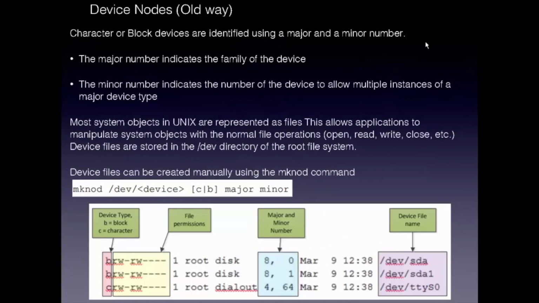So device nodes. Character or block devices are identified using a major and minor number. I'll not read this, I'll try to explain, maybe it's better. What are device nodes? As I said before, the user needs to think that the device is just a file. And you have some files in Linux.